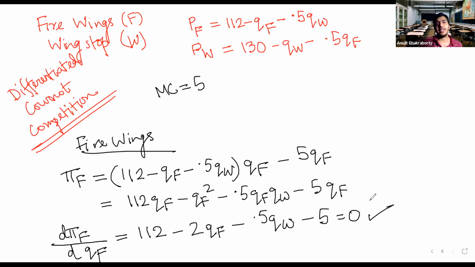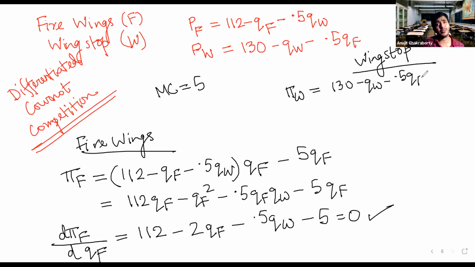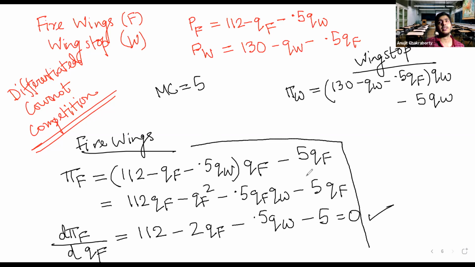Well, to have that, the next step has to be trying to figure out Wingstop's best response. So let's do Wingstop's problem. For Wingstop, the profit pi W is 130 minus QW minus 0.5 QF. That's just the price, multiplied by quantity produced by Wingstop, minus the cost of production, which is 5 times QW. Let's separate these two so that things are clear.